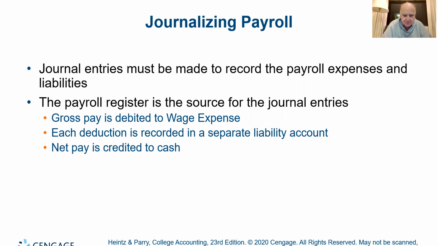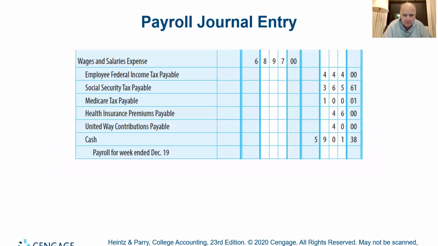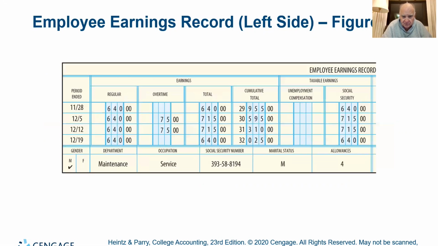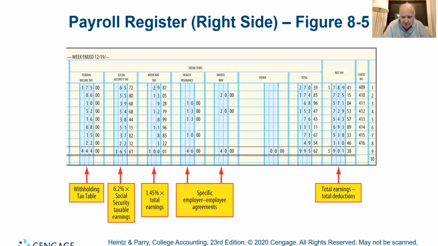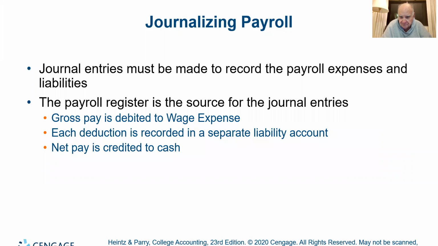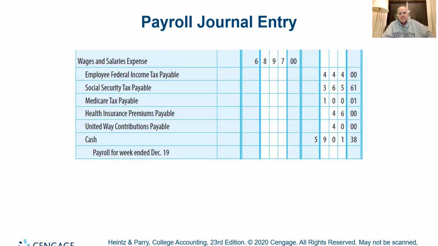The payroll register is the source for the journal entries. You bet it is. Absolutely it is. So we're going to go to that payroll register. And did they give us a total on this thing? I don't know if they did or not. Let's go back up here. Net pay. Okay, net pay 590138. Let's see if we're working with the same numbers. I hope so. Here we go.